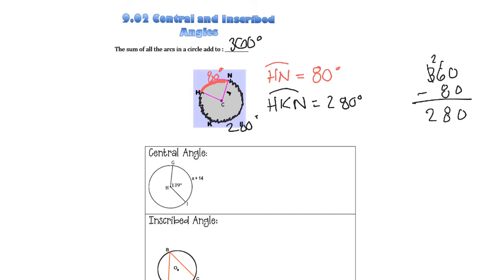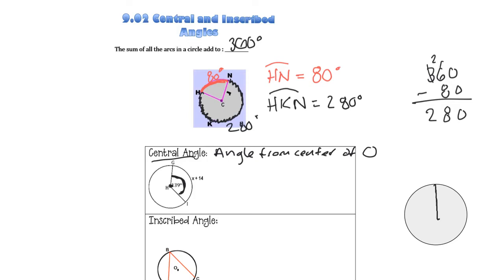Now, a cool thing about arcs: a central angle is an angle from the center of the circle. So this 139 is a central angle because that's an angle at the center of the circle. And let's do an easier example first, just so you could see this property. So if I had a circle and I had a central angle that was 90 degrees, well, this arc would also be a fourth of the circle, or 90 degrees.